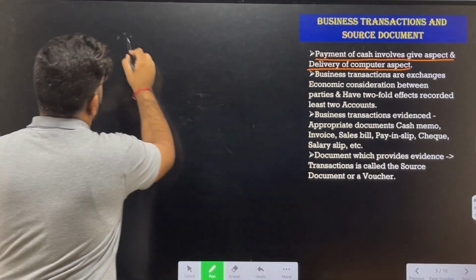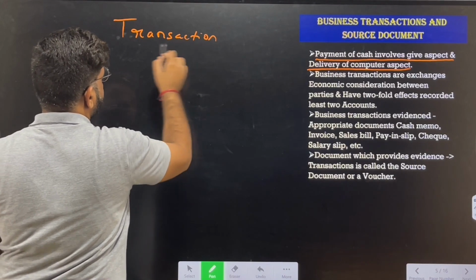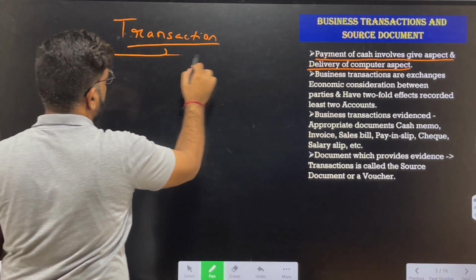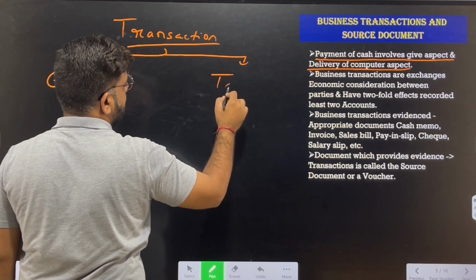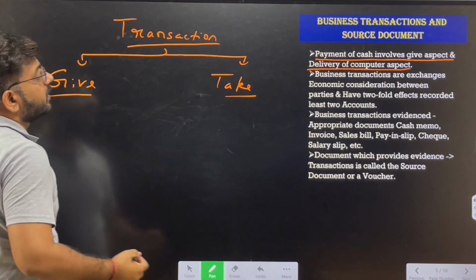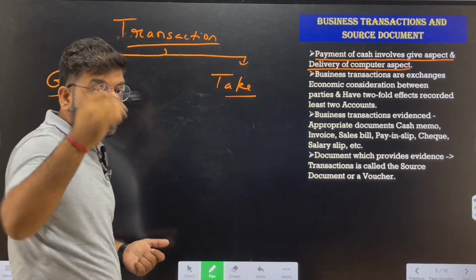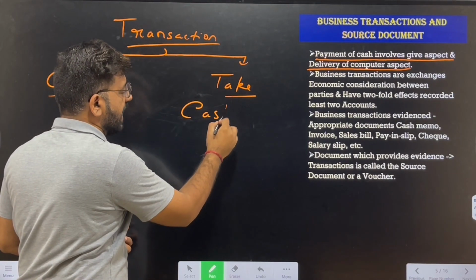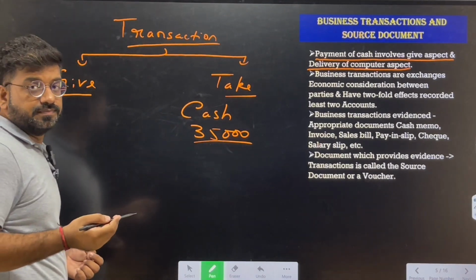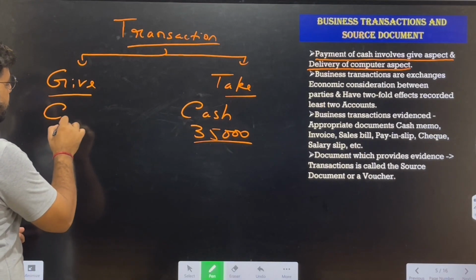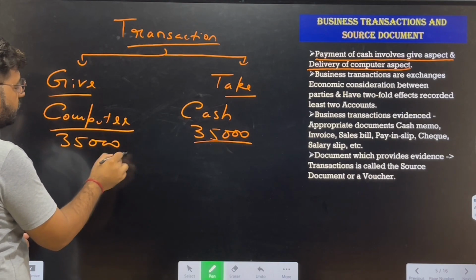As we all know, a transaction involves two things. First is to give, the second is to take. If I talk about the business entity, XYZ Computers, what is it taking? The business is taking the cash, 35,000 worth of cash. And what is it giving out? It is giving out the computer worth rupees 35,000 only.